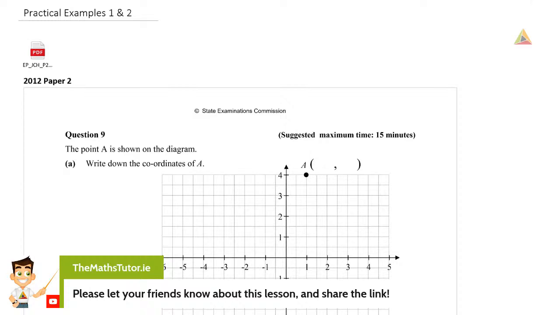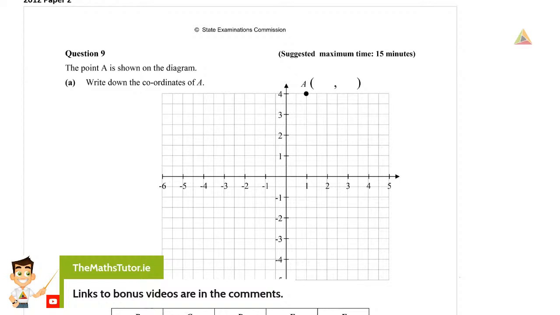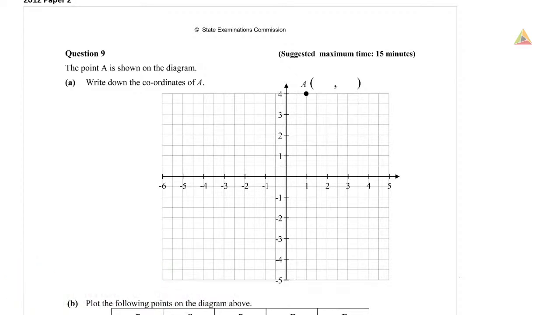So the first question there is 2012 paper 2 question 9. The first question is to say, the point A is shown on the diagram. Write down the coordinates of A. So if we go down here, we see that the x coordinate is 1, and if we go across here, we see that the y coordinate is 4. So that's going to be x and y.